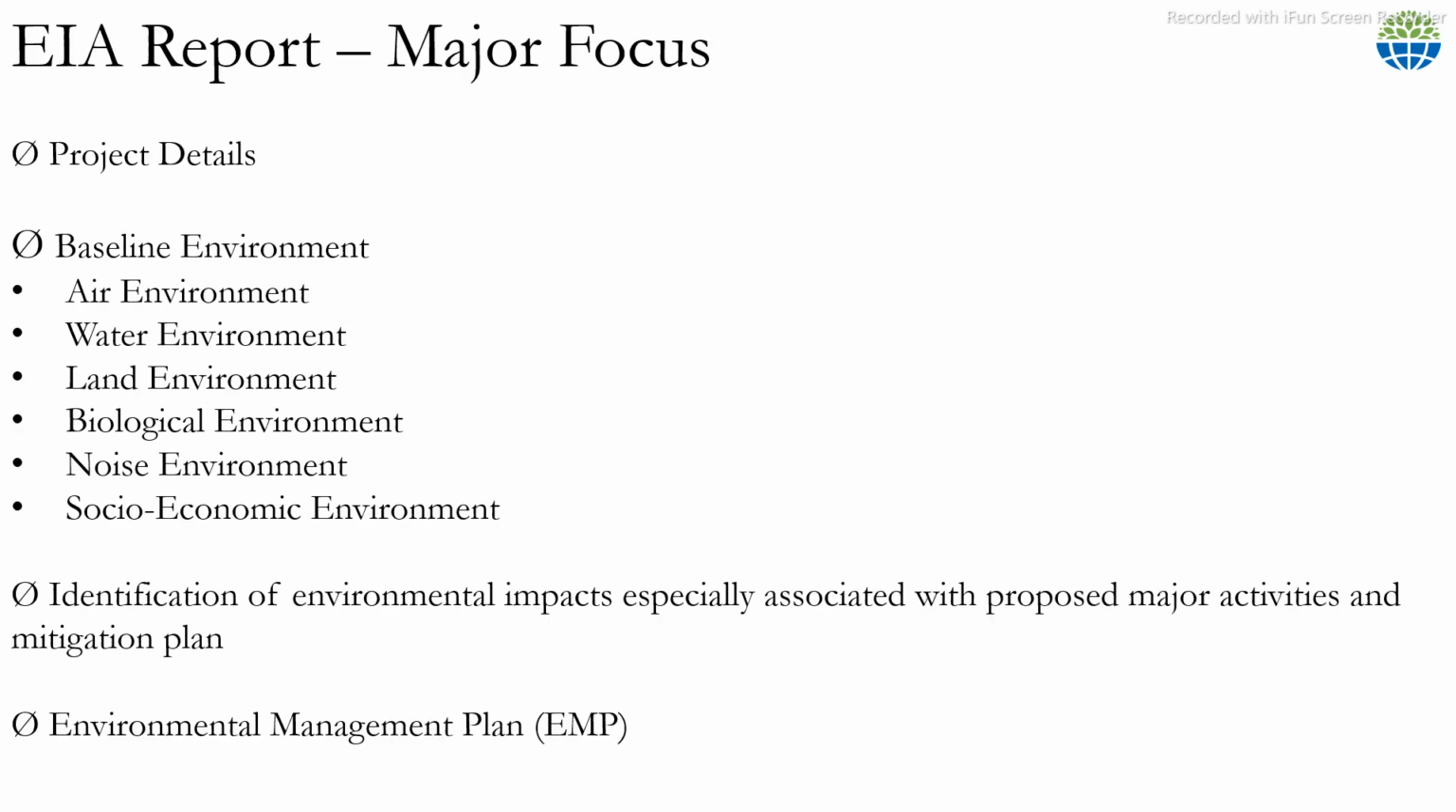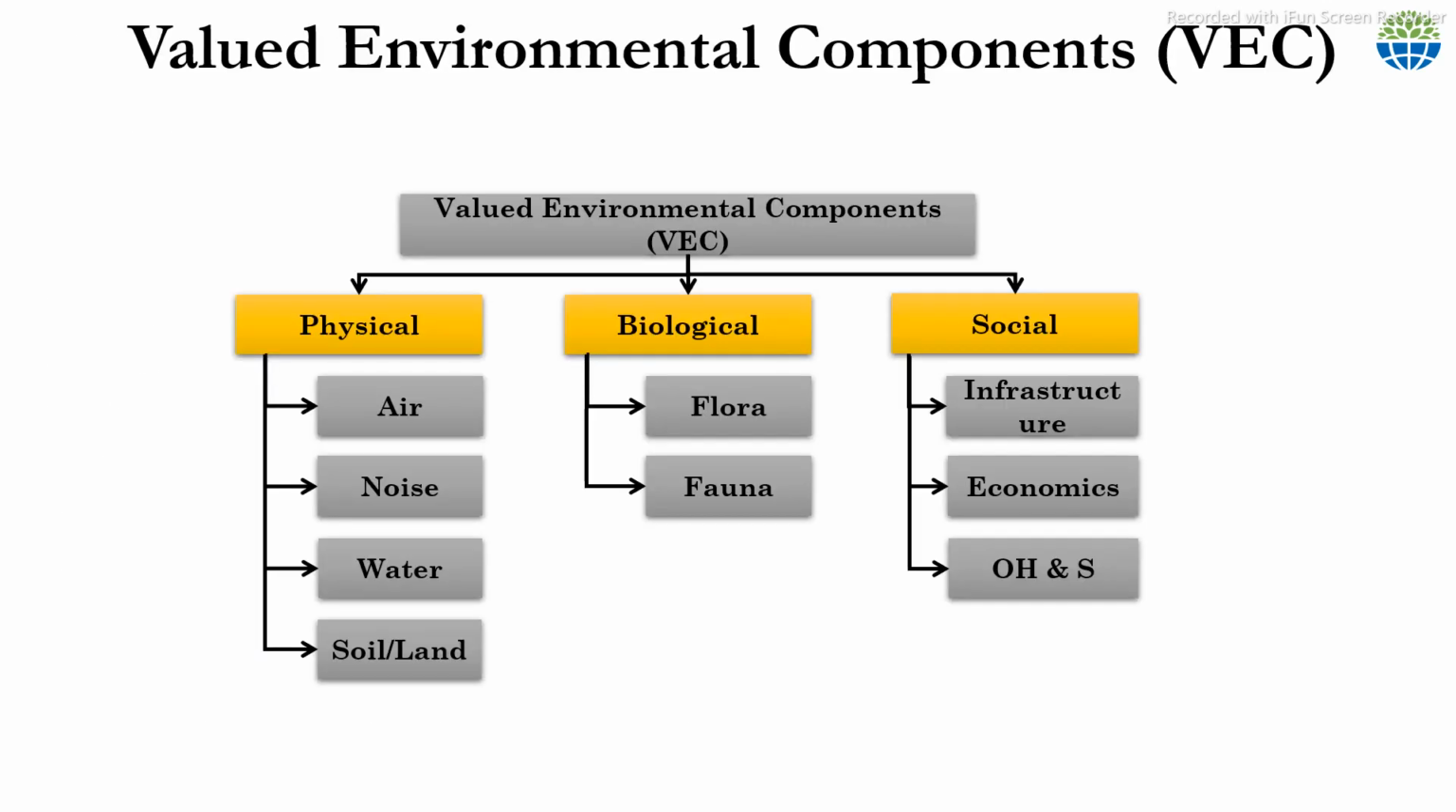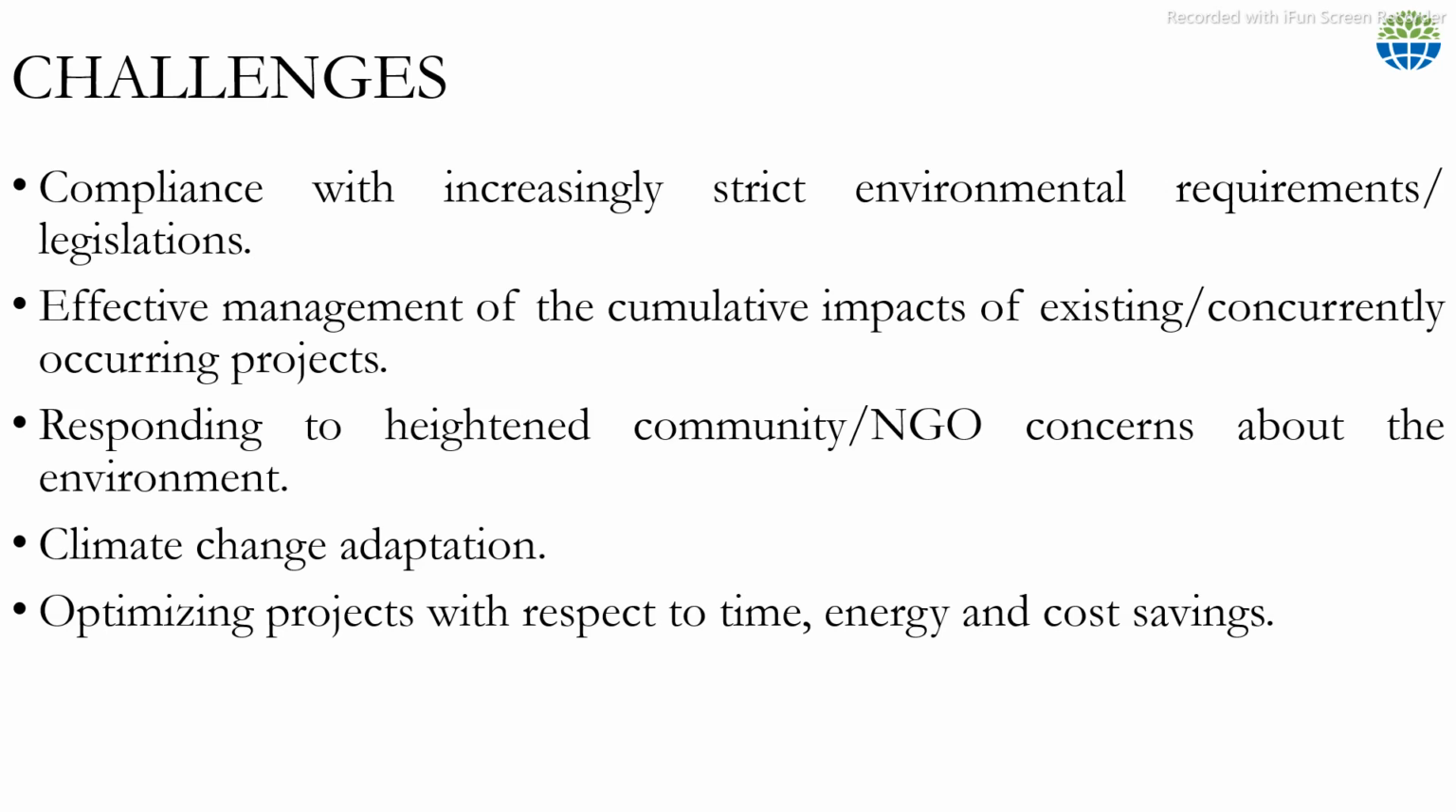So the major focus of EIA should be on air, water, soil, noise, etc., biological and socioeconomic. In the case of baseline data collection, there is primary data and secondary data. Primary data means actual on-field collection, and secondary data comes from reliable sources, which is already collected by someone else. So here you can see the valued environmental components: physical, biological, and social.